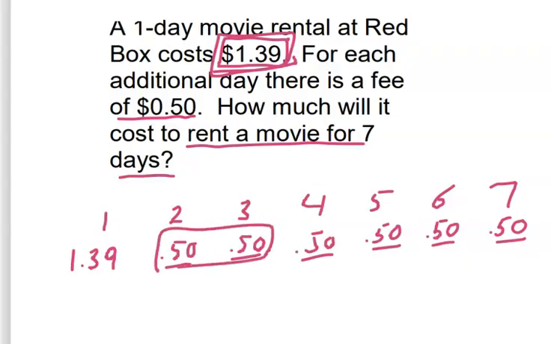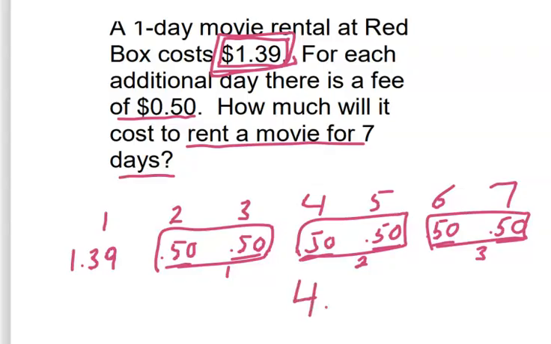Every 2 of these days ends up being $1, right? So for day 2, 3, 4, 5, and 6, looks like it's going to cost us an additional $3. $1, $2, $3. So to find the total cost, we can just take $1.39 plus $3, and that's going to give us our answer, which is $4.39.